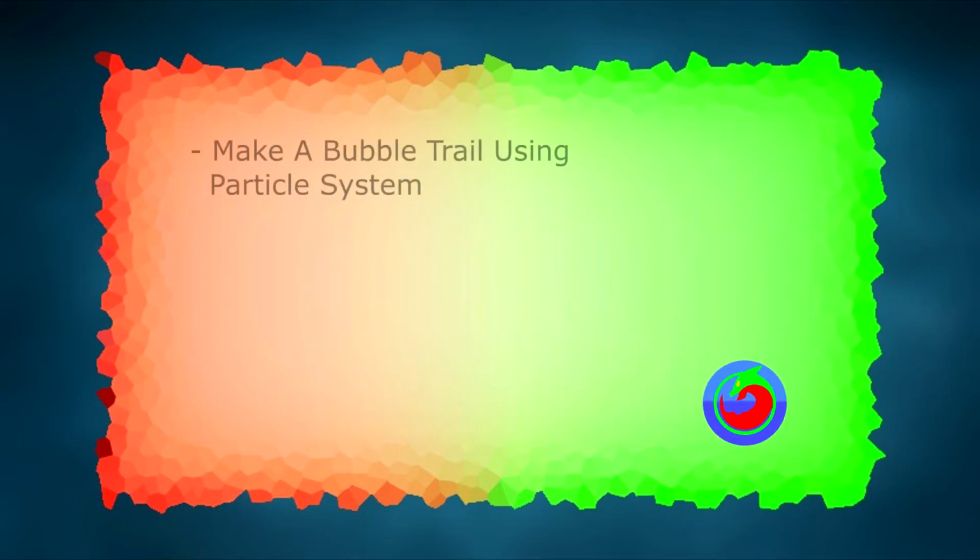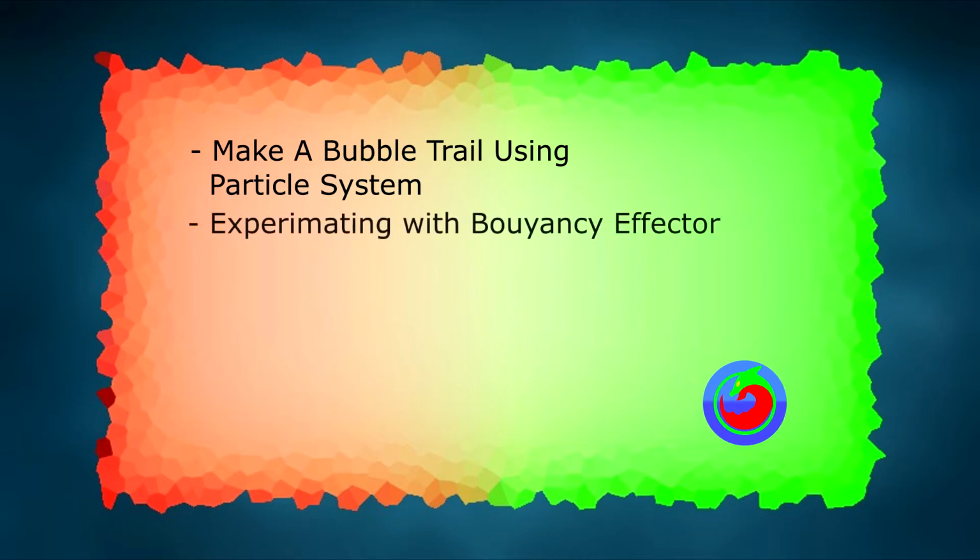Alright, welcome back. So this time we're going to be making a bubble trail for our player using the particle system. We're also going to be experimenting with buoyancy effectors. So we're just going to make a basic trail that will be behind the player. It's just a small bubble trail. It'll be very simple and straightforward.